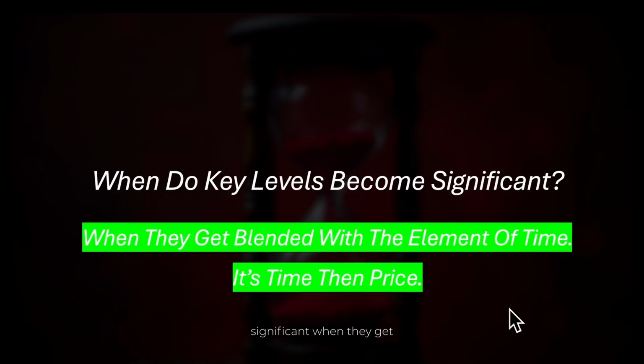Key levels become significant when they get blended with the element of time. It's time then price, meaning time without price means nothing, just as price without time means nothing. But when we blend the two elements, that is when we can anticipate what's likely going to happen next.